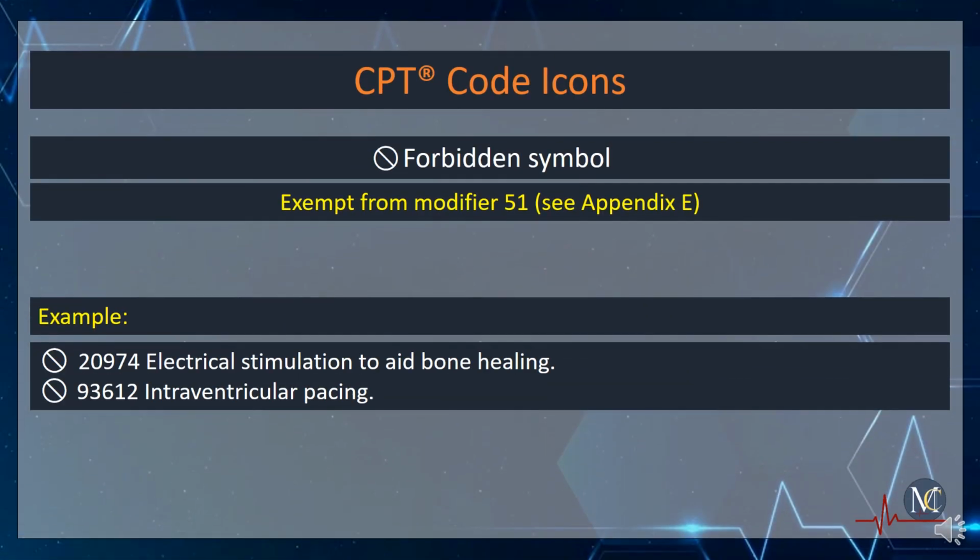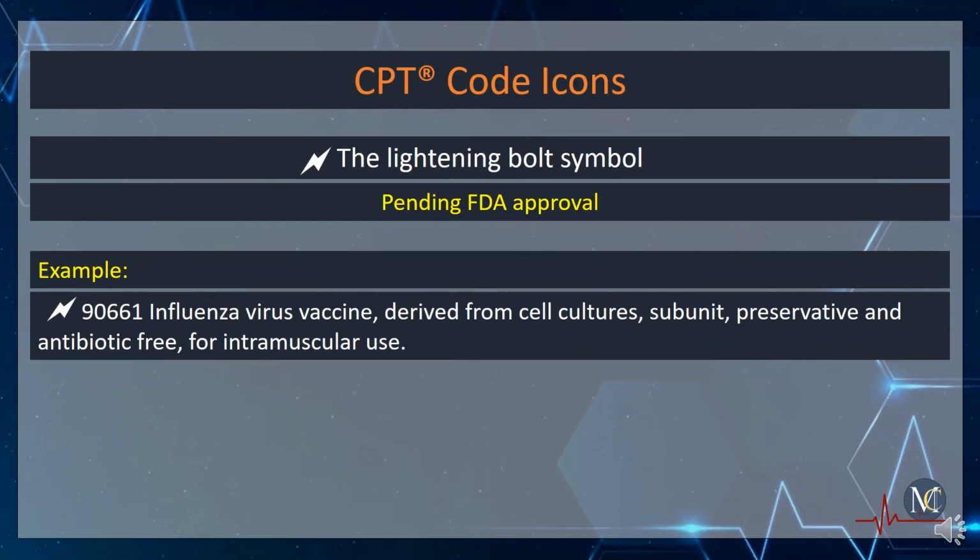Our next icon or symbol is the forbidden symbol, exempt from modifier 51. It means we can't use modifier 51 with the codes having this forbidden symbol. Our next icon is the lightning bolt symbol, which means pending FDA approval. FDA means Food and Drug Administration. In the CPT manual, some codes are released before approval from the FDA, and this symbol indicates that these codes are pending FDA approval.